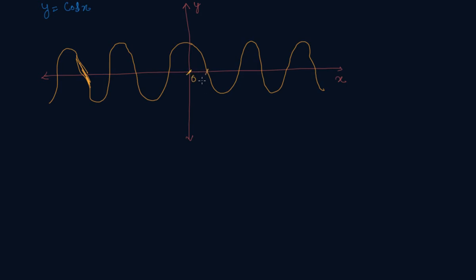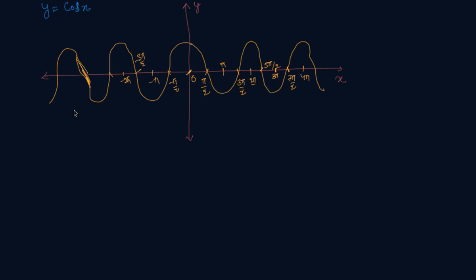So this is 0. This is pi by 2. This is pi. This is 3 pi by 2. This is 2 pi. This is 5 pi by 2. This is 3 pi. 7 pi by 2. 4 pi. Similarly in this way, minus pi by 2, minus pi, minus 3 pi by 2, minus 2 pi. So similarly these values will continue.